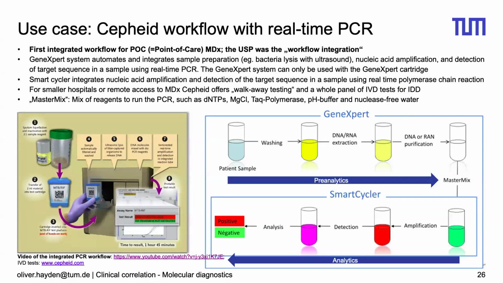So, and then the first product on the market, which was really a success from the perspective of, I don't want to pipette 10 times, but I want to make sure that I have an integrated workflow. And I can even do point of care testing, because infectious disease diagnostics is usually something you would like to do at the acute care. And that was the Cepheid workflow.